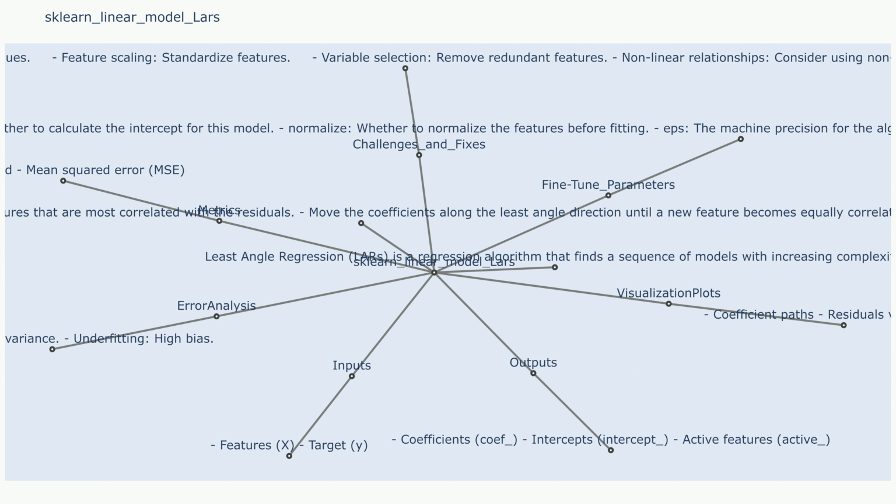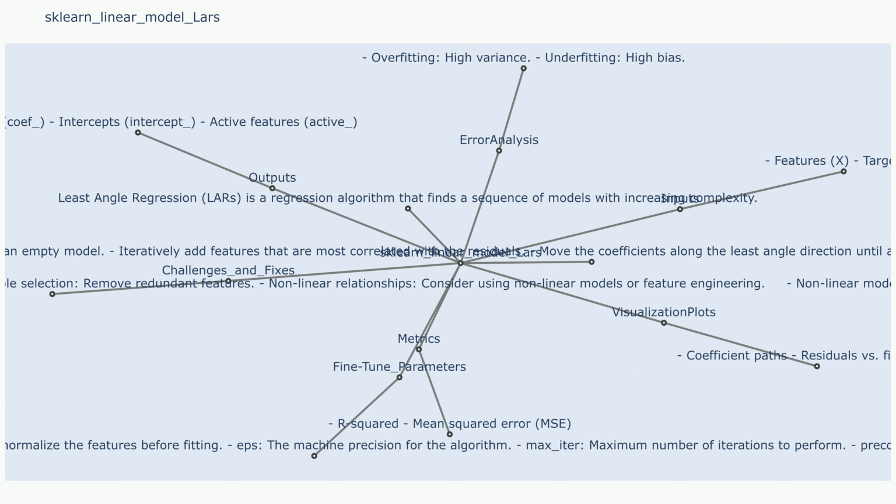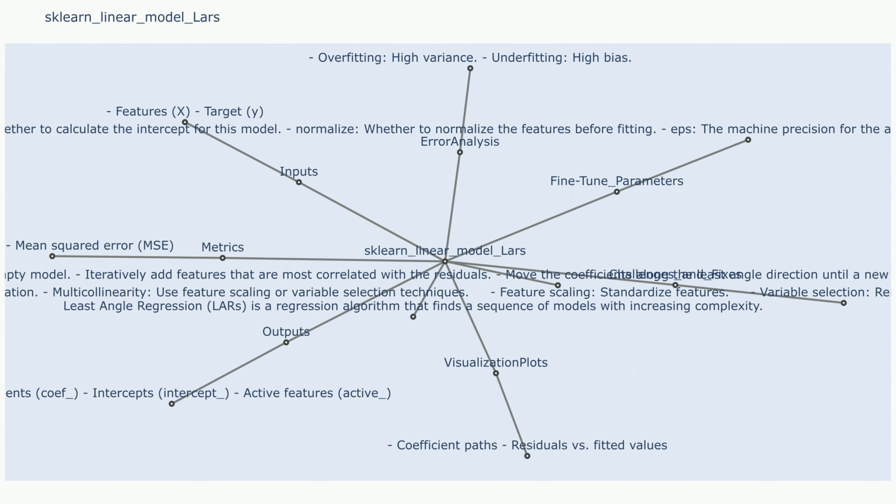Uncertainty methods. Confidence intervals. Confidence intervals can be used to estimate the uncertainty in the estimated coefficients. Bootstrapping. Bootstrapping can be used to estimate the uncertainty in the estimated model. Challenges and fixes. Challenge 1. Collinearity. When features are highly correlated, the LARS algorithm can become unstable and produce unreliable results.